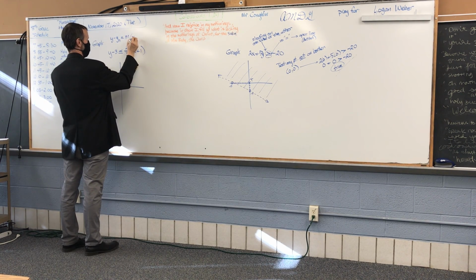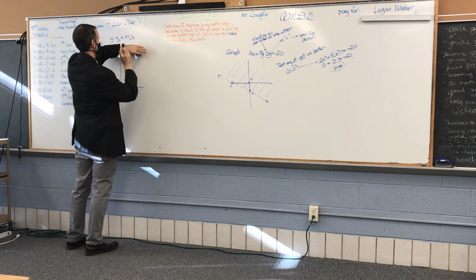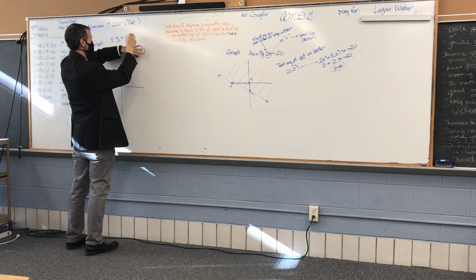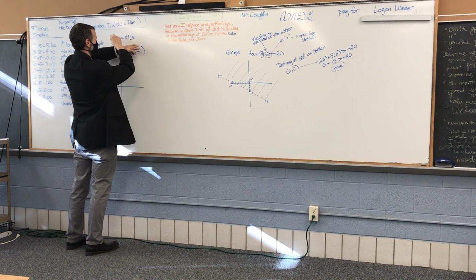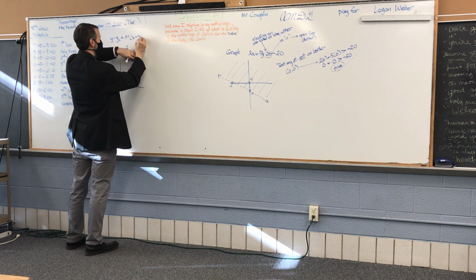In general, y minus y1 is equal to m parentheses x minus x1. It's kind of a mirror image of that. So what's wrong?